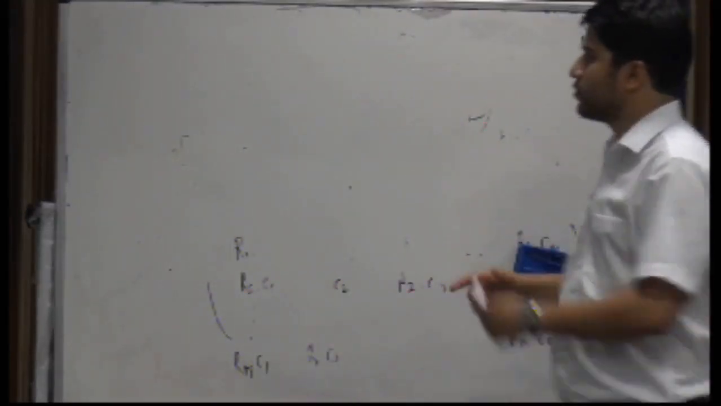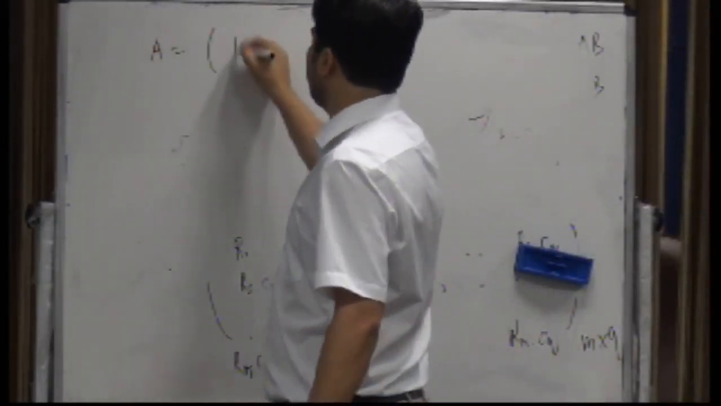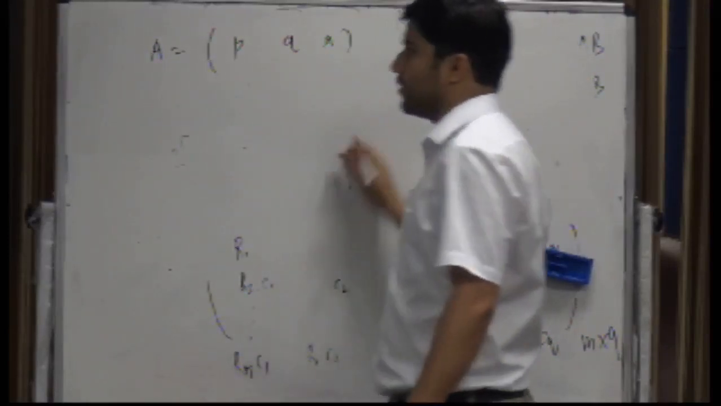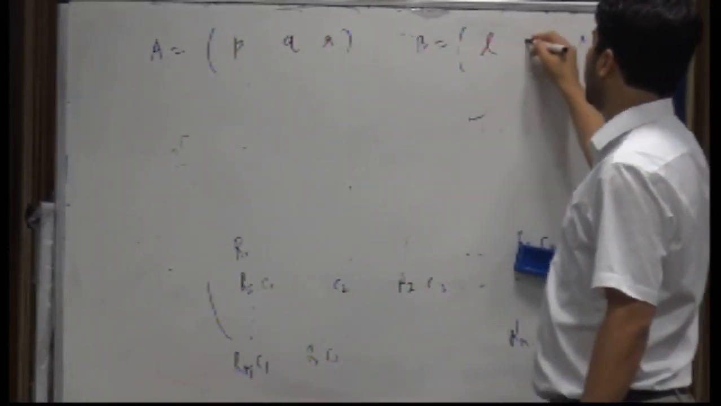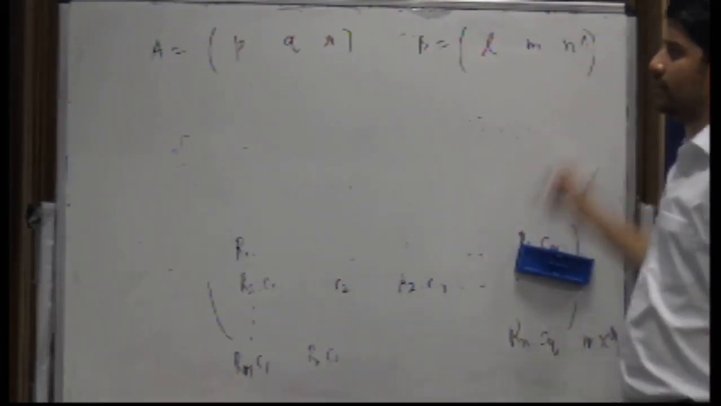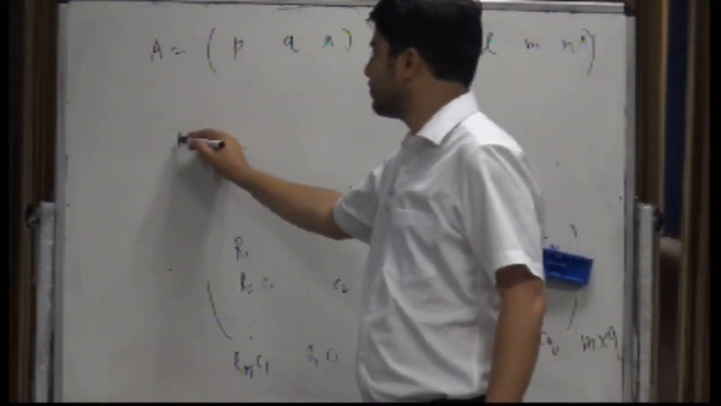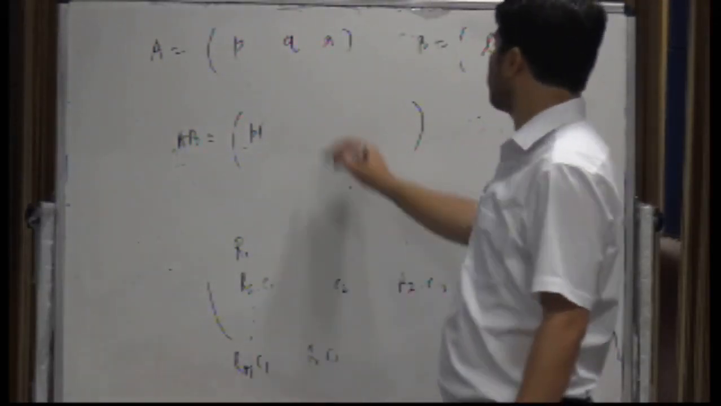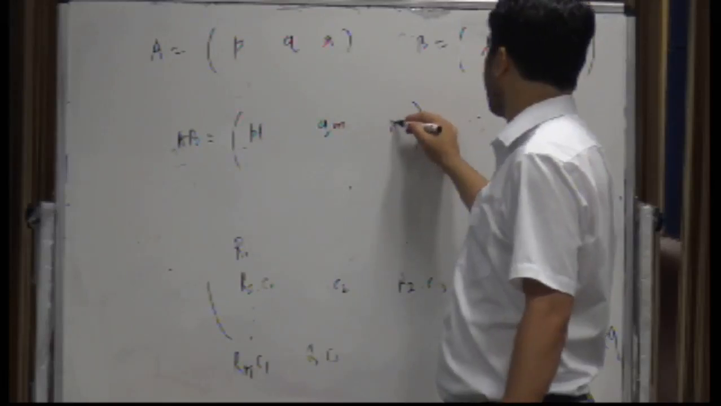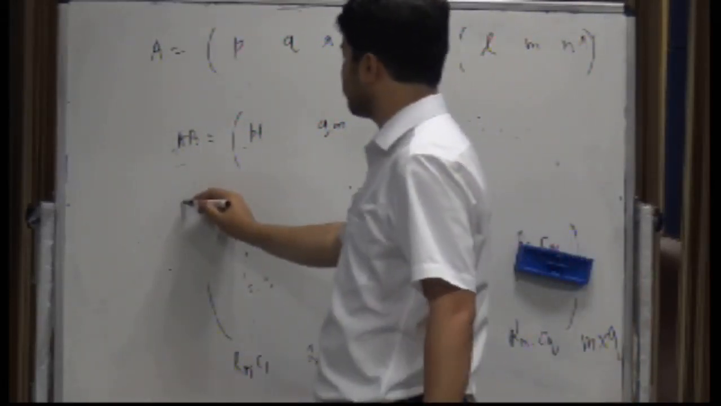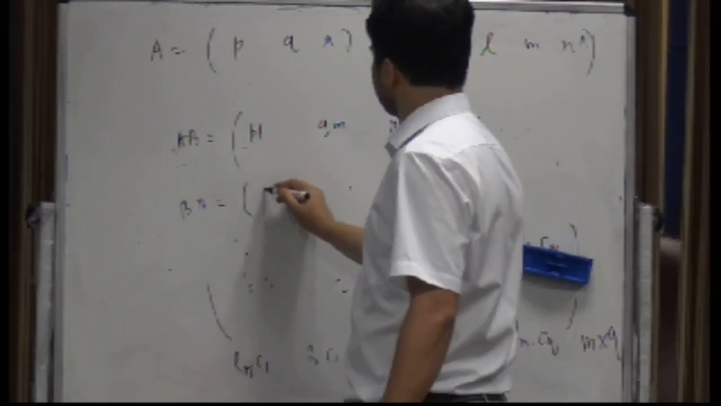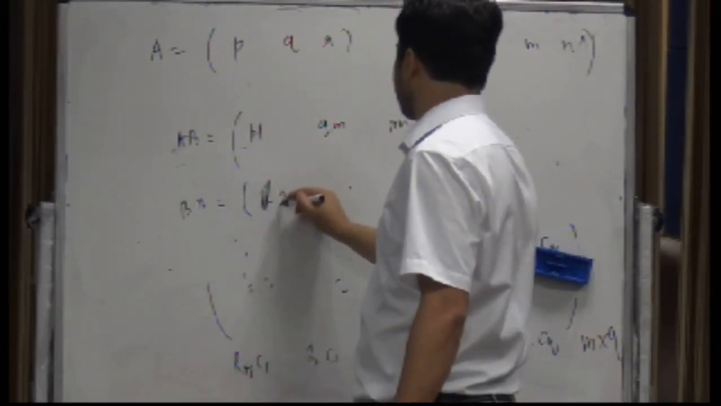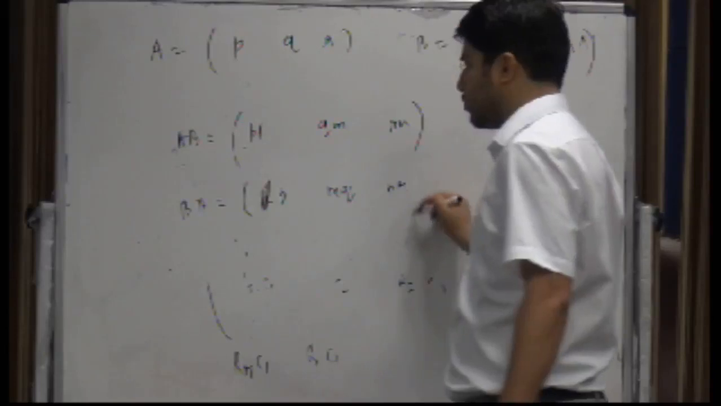पहले एक matrix ले लो 3 by 3 का, right? So matrix A is, let's say, P Q R, and matrix B is L M N. So what is AB going to be? PL, QM, RN. And what is BA? Same game. So are the entries equal? So yes, two diagonal matrices are commutative.